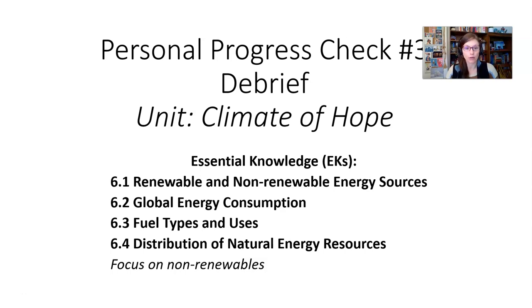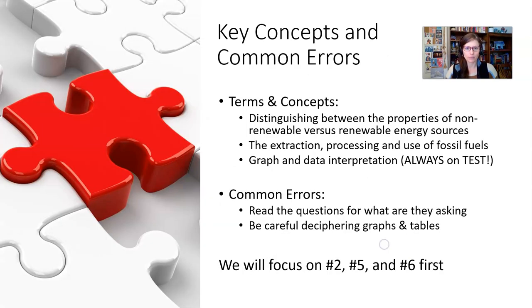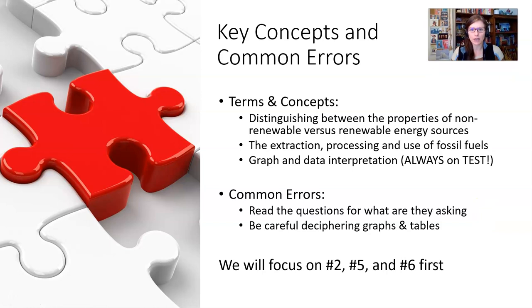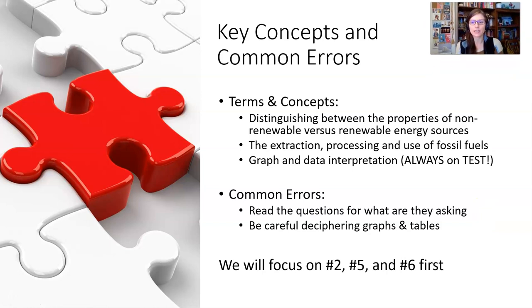I'm going to go over your personal progress check number 3. This is just a reminder, the EK is about focusing primarily on non-renewable energy. The main concepts that we focused on were distinguishing between the properties of non-renewable versus renewable energy sources, plus the extraction, processing, and use of some of these fossil fuels, their sources. And then, of course, graphs and data interpretation. That actually tripped up quite a few people. Common errors were reading the questions for what they're asking and being careful deciphering the graphs and tables.